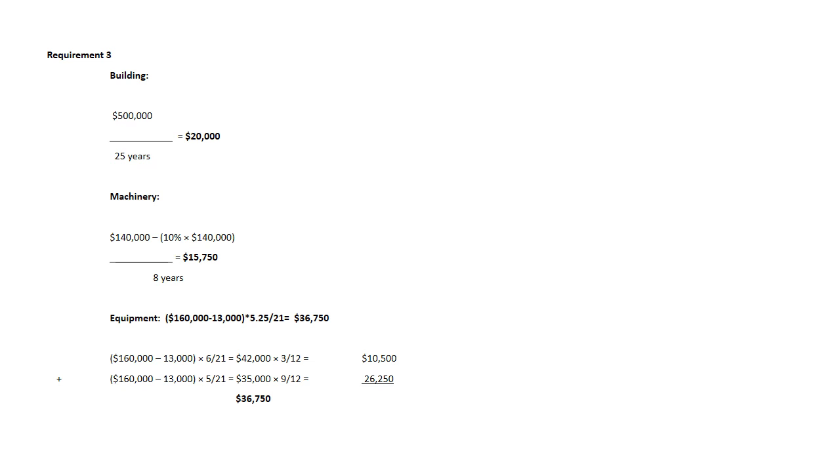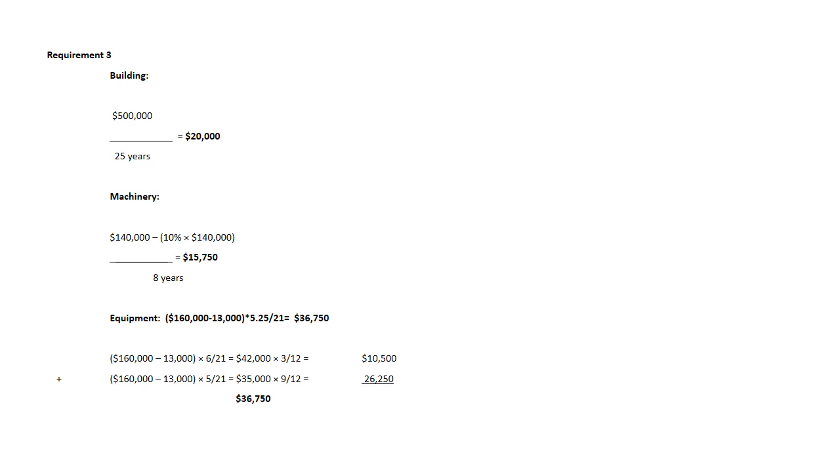So we'll minus the residual value, which is 10% of 140,000 or 14,000, and then divide that by the 8 years because that's still its life. So we don't decrease the life when this stuff happens. No, it's still an 8-year life. So machinery would be 15,750 depreciation for the year. You calculate it for the entire year.